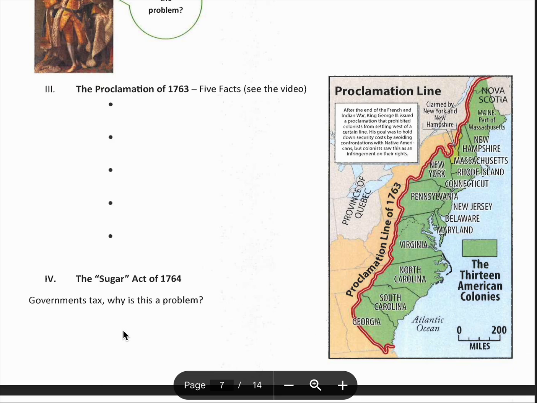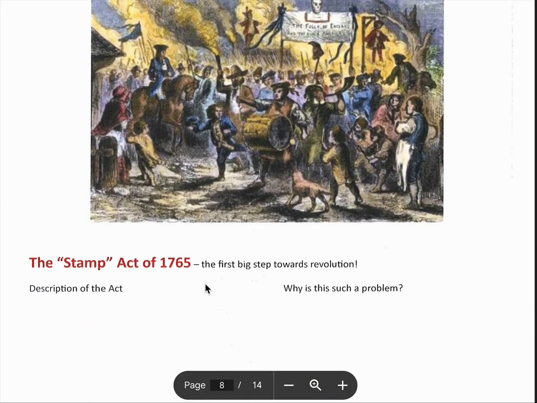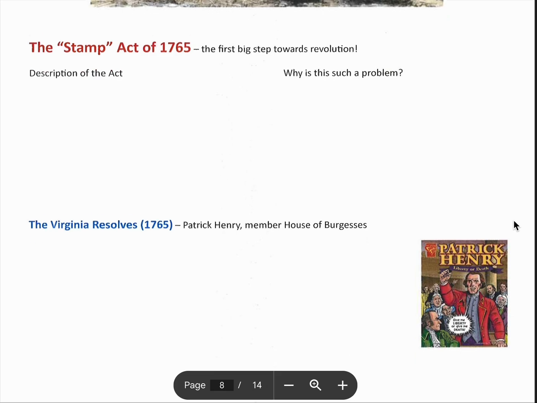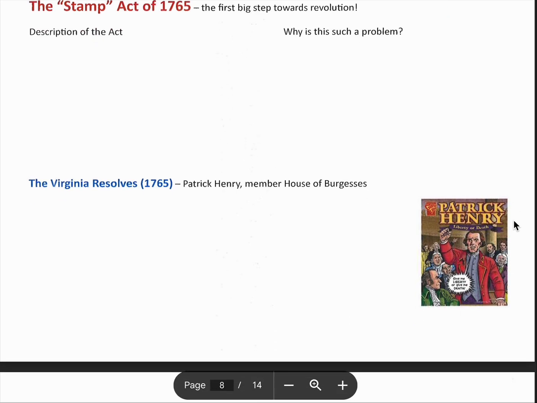Like in the Sugar Act, we would have written down here that one of the biggest problems was that they allowed those writs of assistance, right? Those search warrants that seem to be very unfair, looking for smugglers. How important the Stamp Act was, the first really big step towards revolution. Why were people so angry about the Stamp Act here in the colonies? That's a big one. What were those Virginia Resolves?